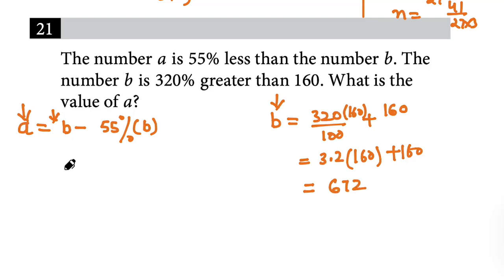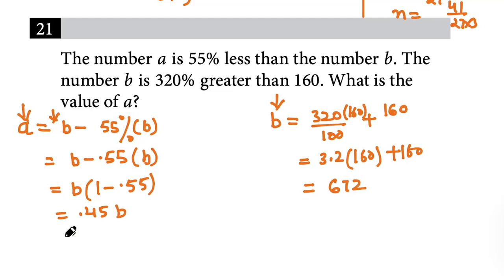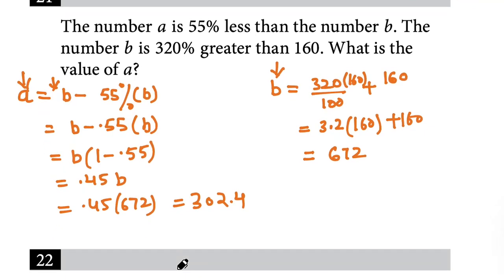So B is 672. Now let's come here. Instead of putting B as 672, why not solve this first? Take B common. It is 1 minus 0.55 times B. Now we will plug in the value of B, which is 672. So that is equal to 302.4. So the value of A is 302.4.